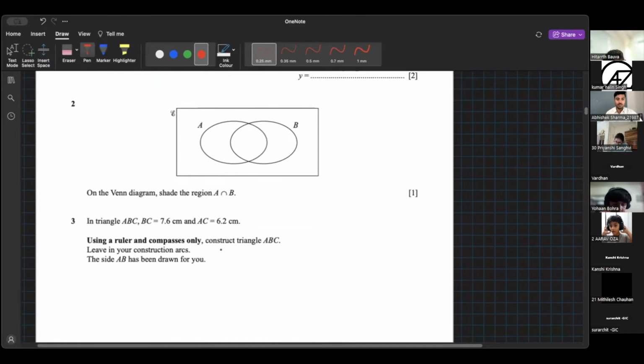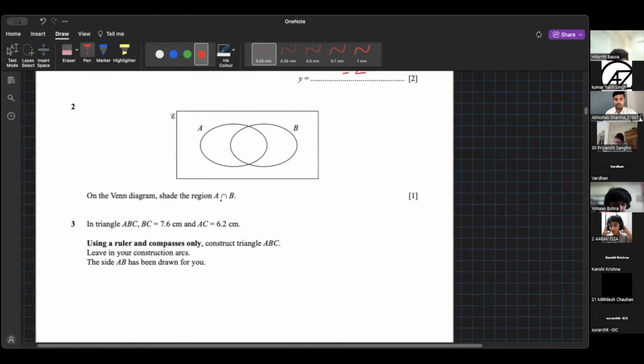Question number 2. It says on the Venn diagram, shade the region A intersection B. Intersection means the common region, right? So that is this section.